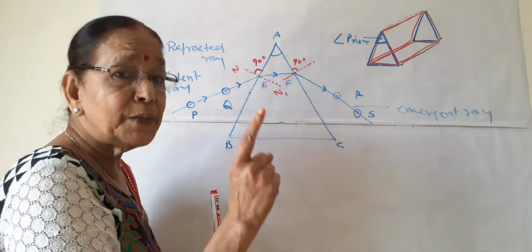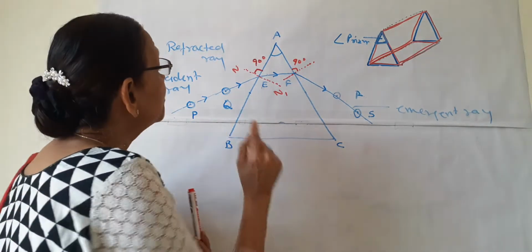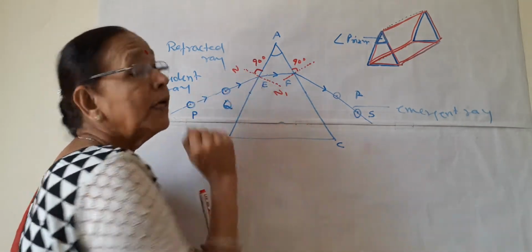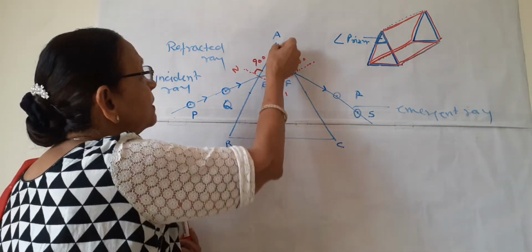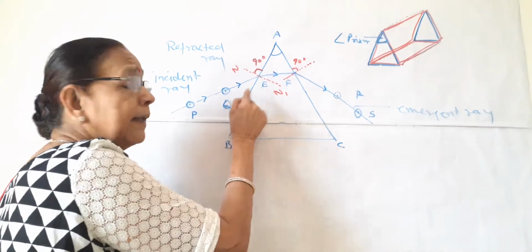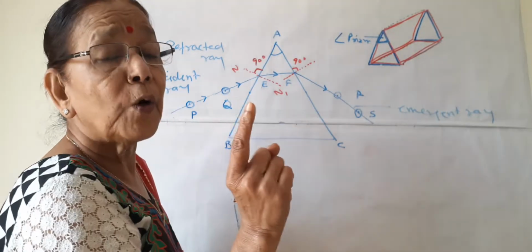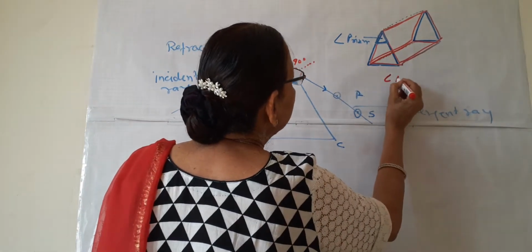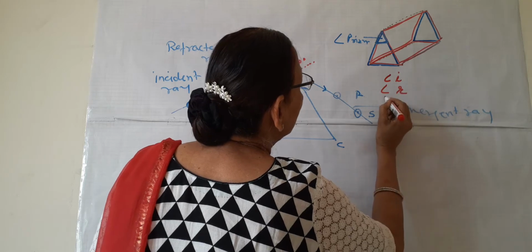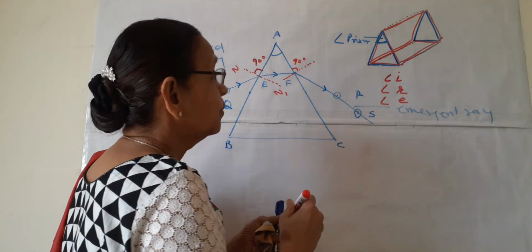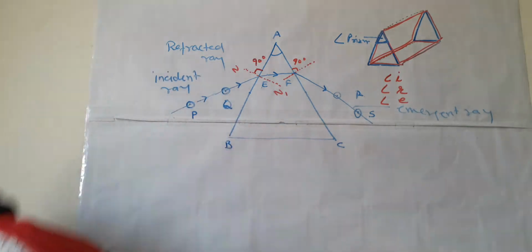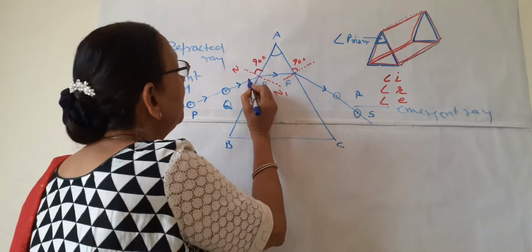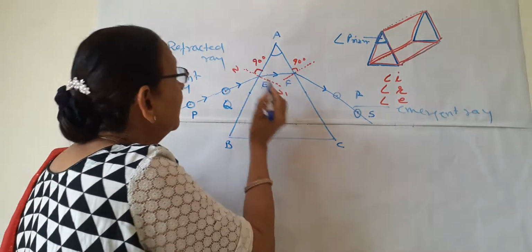Remember this, the angle should always be between the ray and the normal, not with the interface. This line is the interface between air and glass. So we have to draw three angles: angle of incidence, angle of refraction, and angle of emergence. These angles should be between the ray and the normal.